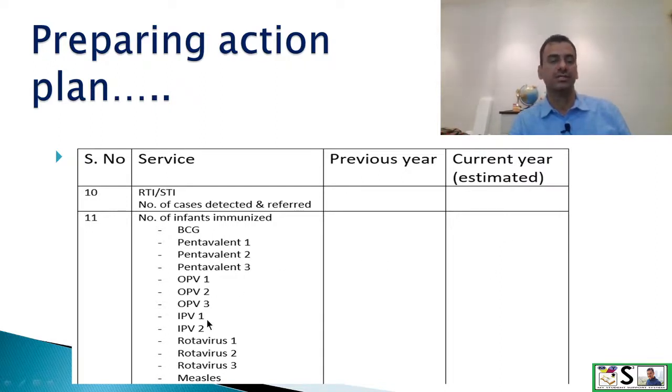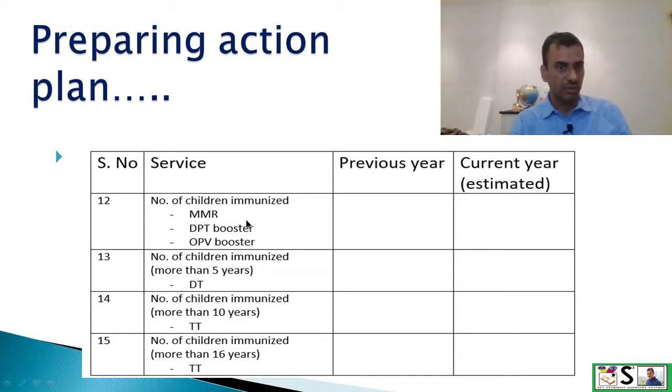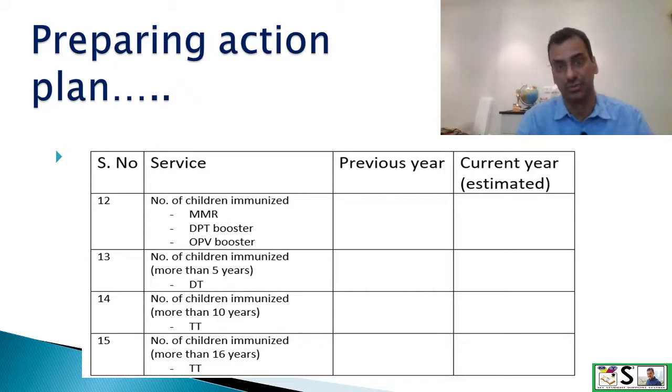Pentavalent, OPV, IPV first, second, rotavirus, measles. Then we also write the number of children immunized with MMR, DPT booster, OPV booster, for the previous year and current year. Then the children immunized at more than 5 years, DT, then TT, and then TT at 16 years. In this way we write the previous year's number as well as the current year's number, that is estimated, meaning it is proposed. Okay.